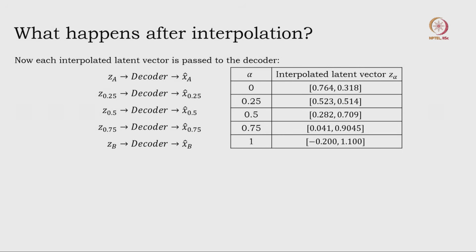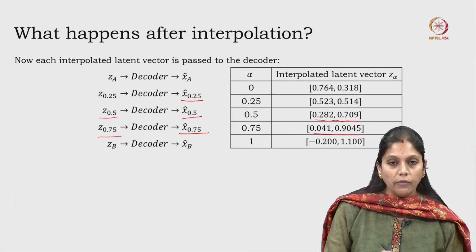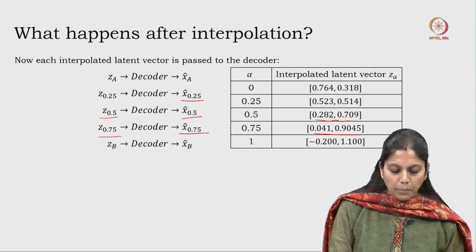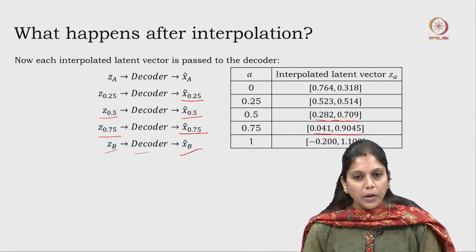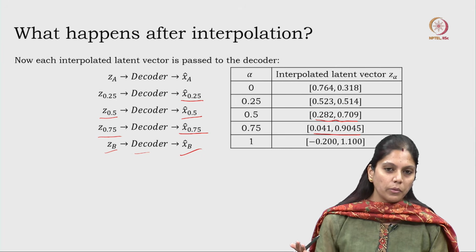When the Z 0.25 latent space representation is passed to a decoder, we get this value. When Z 0.5, which is this value, is passed to the decoder, you get this. When 0.75, this value, is passed to the decoder, we get this. Finally, ZB, when you pass it to the decoder, we get this. What did we do? Did you get this now? We have come to the end of an interpolation.